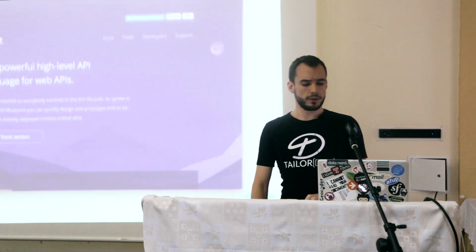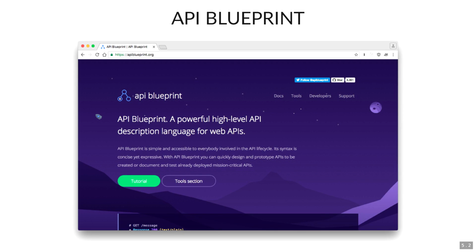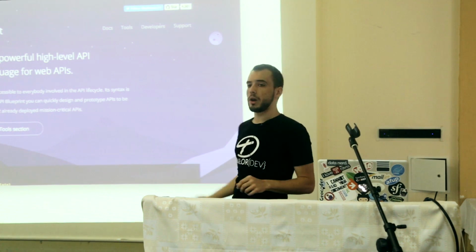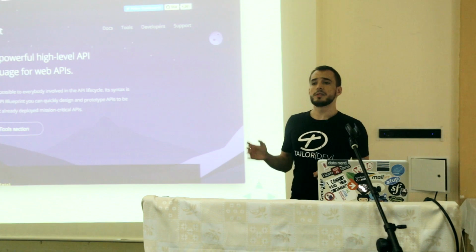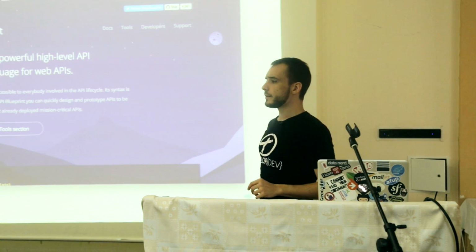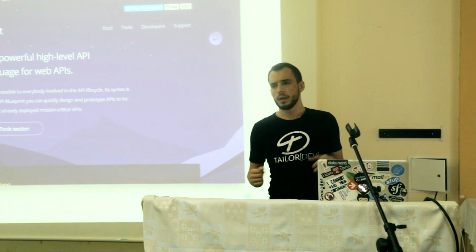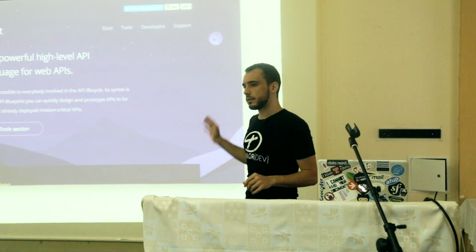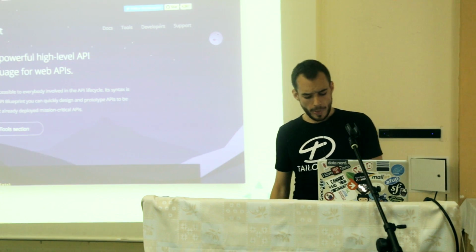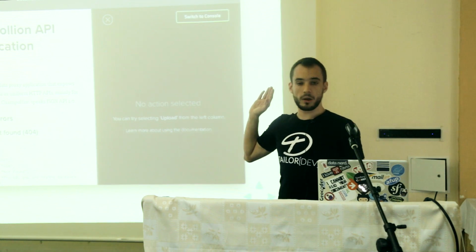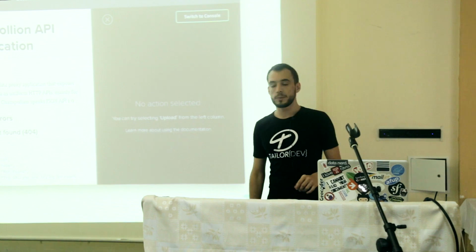And for this, I used the API Blueprint format. Have you heard of this? Yeah, one, two, good. So API Blueprint is a format for describing APIs. It's not only for REST APIs, but for any web APIs, and it's basically a superset of Markdown. So if you know how to write Markdown content, then it's easy to write an API specification. Especially if you use a tool like Apiary. Good. Apiary is a web-based editor for writing API Blueprint specifications.